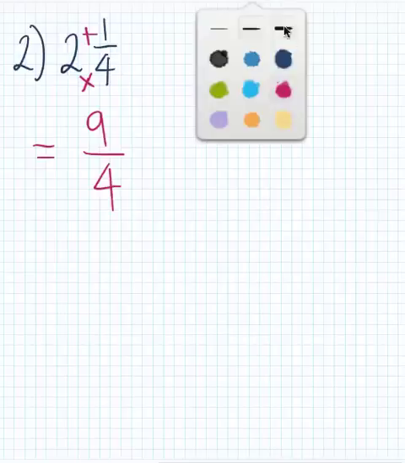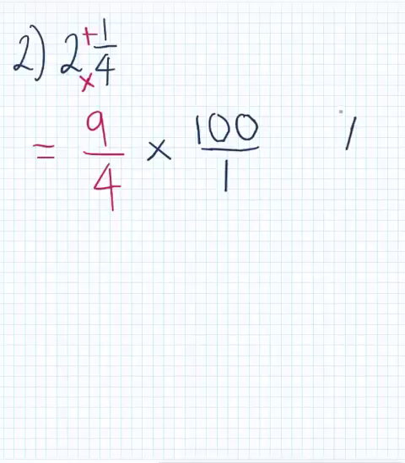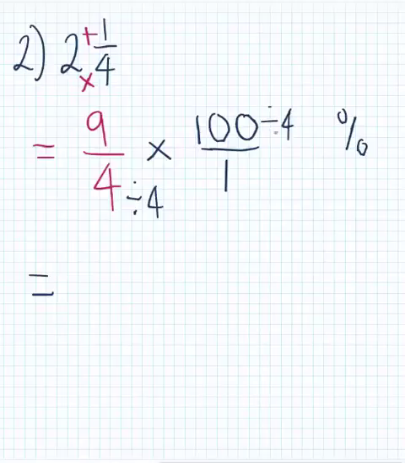And now that I've got my improper fraction, to turn anything into a percentage, just times it by 100, or 100 over 1. And please don't forget to add this symbol at the end. Okay, so simplify before we multiply. 4 and 100 are both even numbers, and I know the highest factor I can divide them by is 4. So 4 divided by 4 is just 1. 100 divided by 4, that is 25. And so I'm left with 9 times 25.